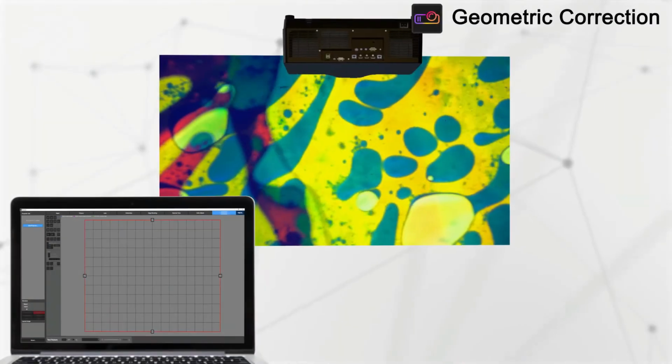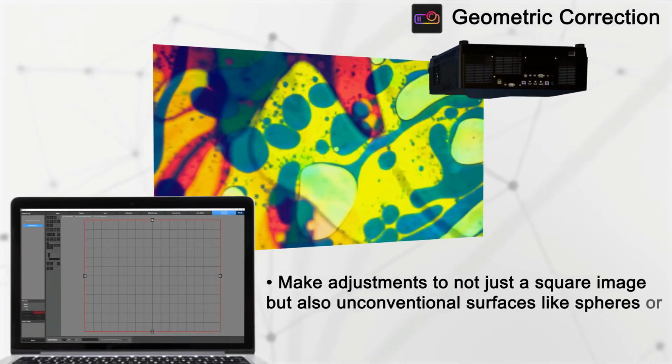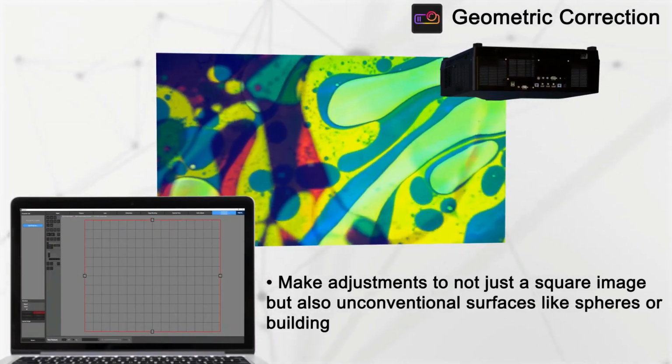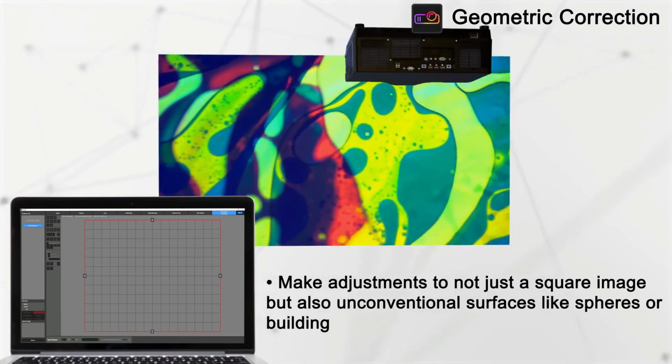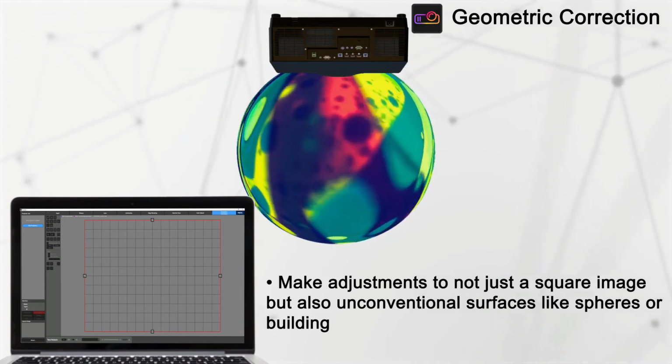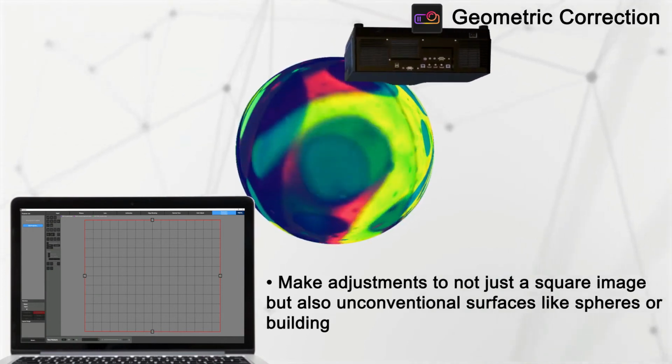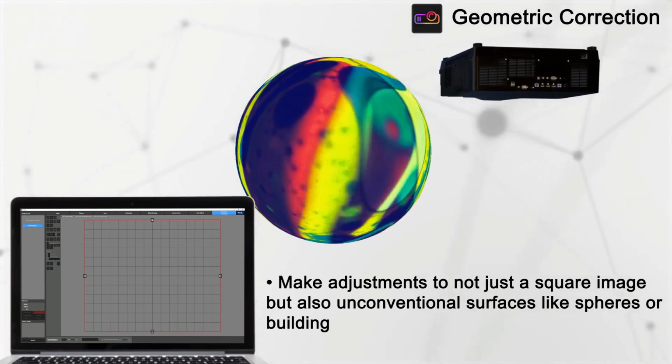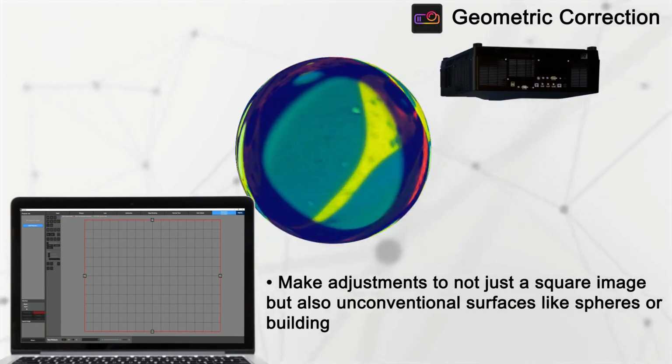All installations are not equal, nor is every projector screen a flat rectangle, and the geometric correction panel is here to help. Geometric correction provides the adjustments to not only square the image to the screen, but also to make sure the image perfectly fits any object or surface you are projecting onto.